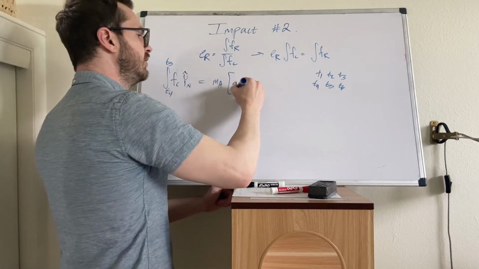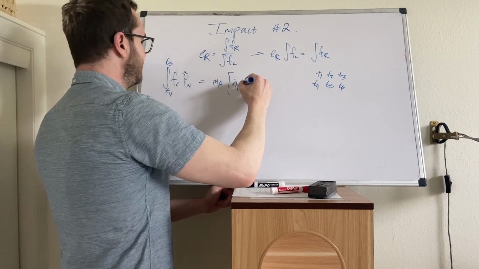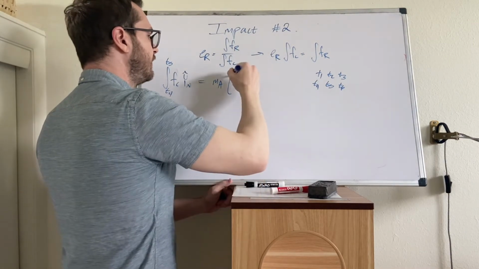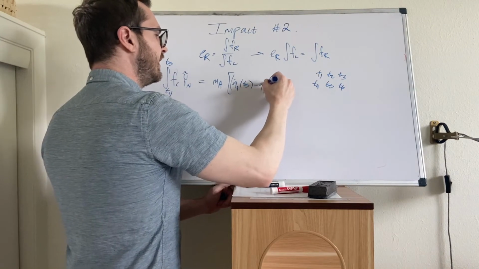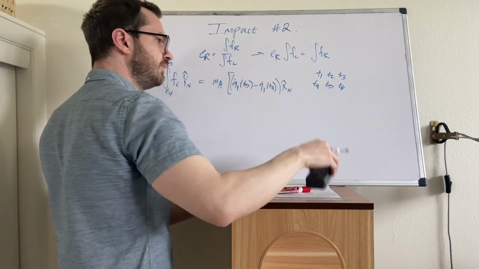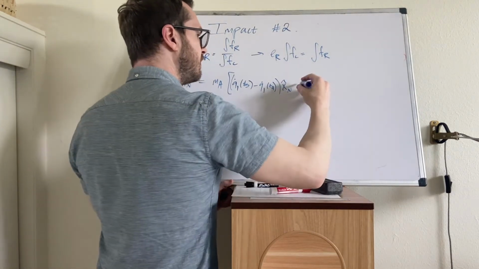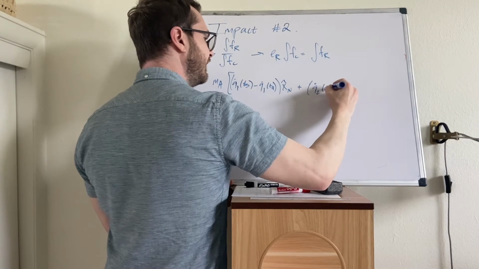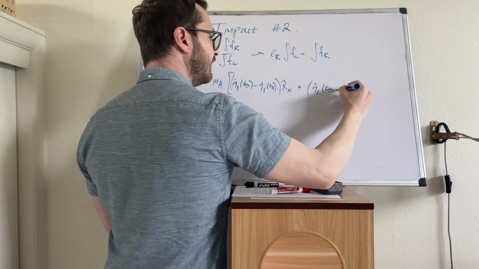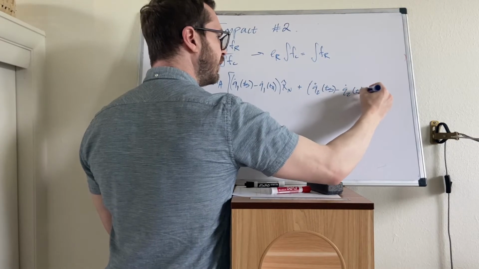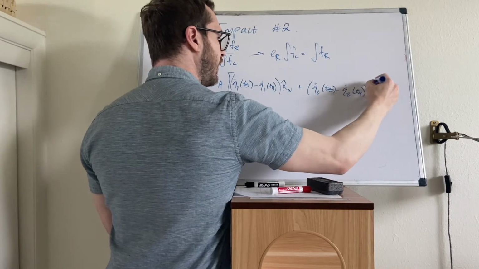So Q1 dot T5 minus Q1 dot T4, and that is XN, plus Q2 dot T5 minus Q2 dot T4, and that is YN.